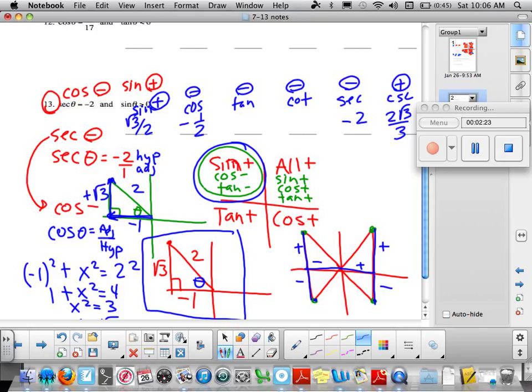Tangent is opposite over adjacent, so it's going to be the square root of 3 over negative 1, but it's better to bring the negative out front. So we're going to simplify that to a negative square root of 3. And then when I take the reciprocal of that and simplify, we're going to get 1 over a negative square root of 3, which means we'll get a negative square root of 3 over 3 after simplifying. And at that point, you're done.